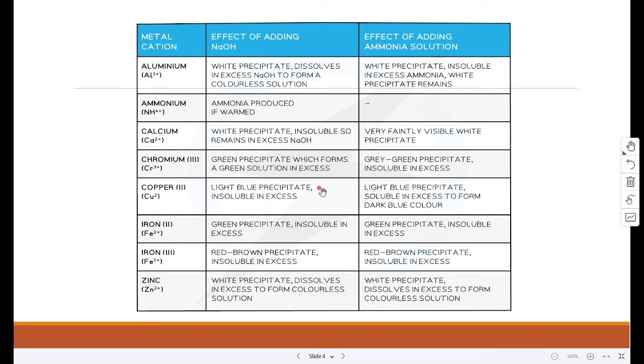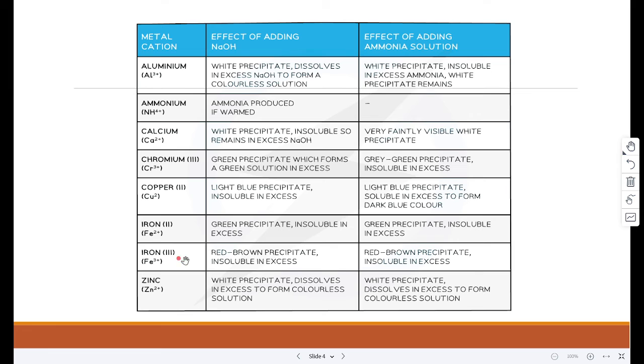For copper 2, it is going to be a light blue precipitate and insoluble in excess. And if we add ammonia, it is still going to form a light blue precipitate, but it will be soluble in excess. For iron 2, a green precipitate will form, and in ammonia, a green precipitate will also form, but they both will be insoluble in excess.